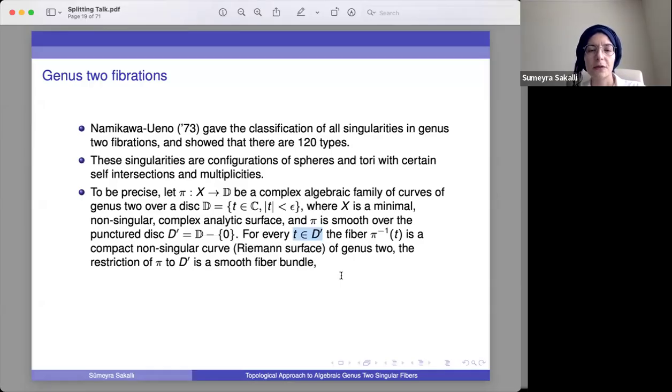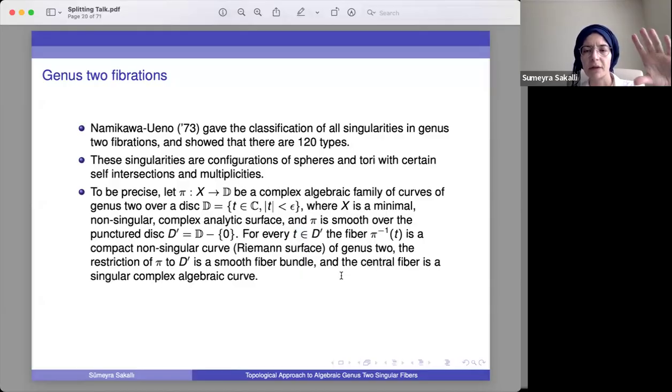And the restriction of your map to that punctured disk is just a smooth fiber bundle. But only over the origin, we have the singularity, and we call it the central fiber, which is over the origin, the preimage of 0 under pi, and it is a singular complex algebraic curve. And our goal was understanding these singular objects. What are those, and how can we understand their topology? And then we use them to construct exotic four-manifolds, basically.